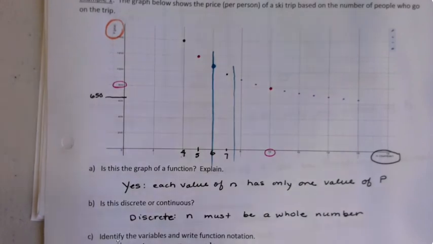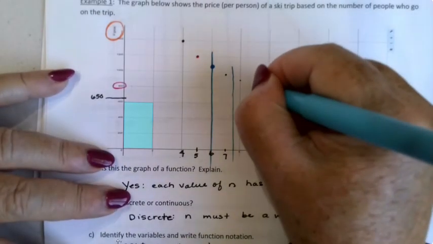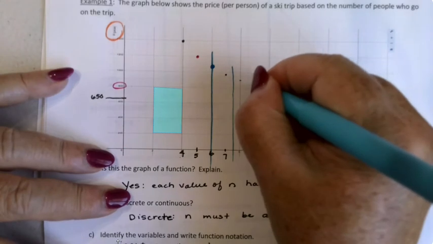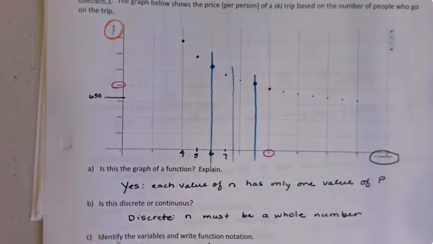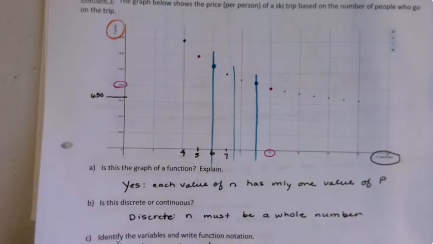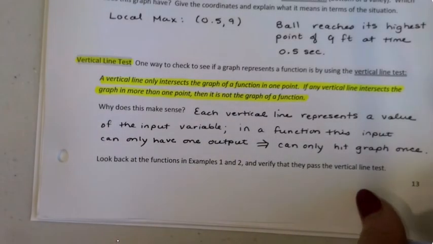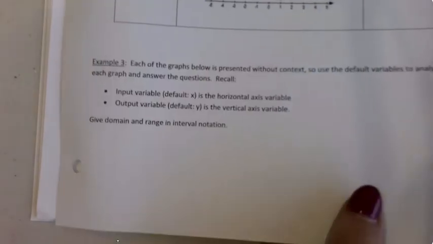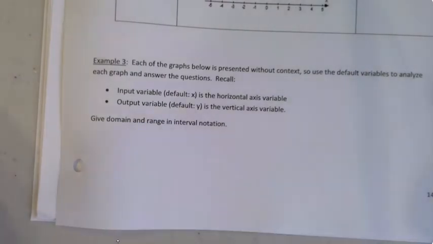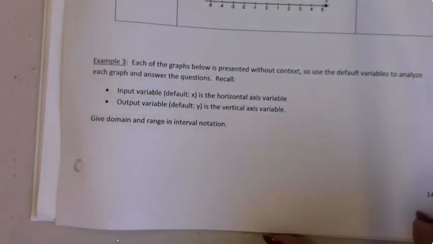Every vertical line I drew then, if it hits at all, only hits in one place. So yes, our examples that we've looked at so far definitely pass the vertical line test. We'll talk a little bit more about that vertical line test in just a couple of minutes. I have one more thing I want to introduce here first.